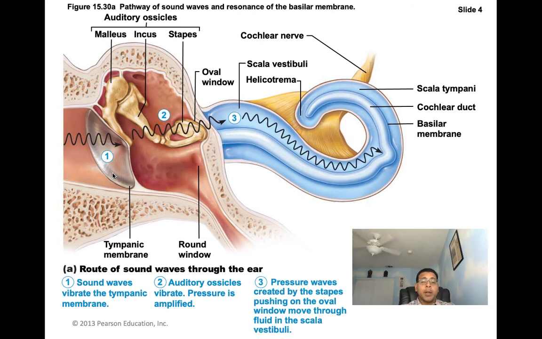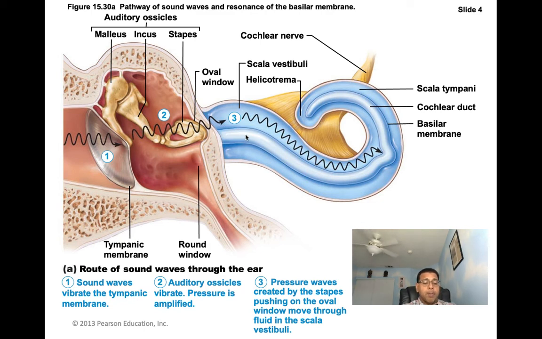So three, then here we can see, we're going to have a resonance of the basilar membrane. Our scala vestibuli come into play. So here as the stapes moves back and forth against the oval window, it sets the perilymph in the scala vestibuli into a similar motion. Now you can see a pressure wave is going to travel through the perilymph.